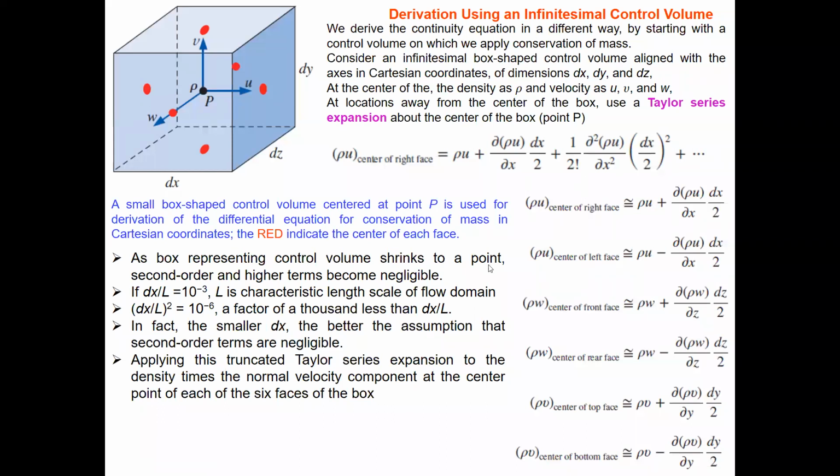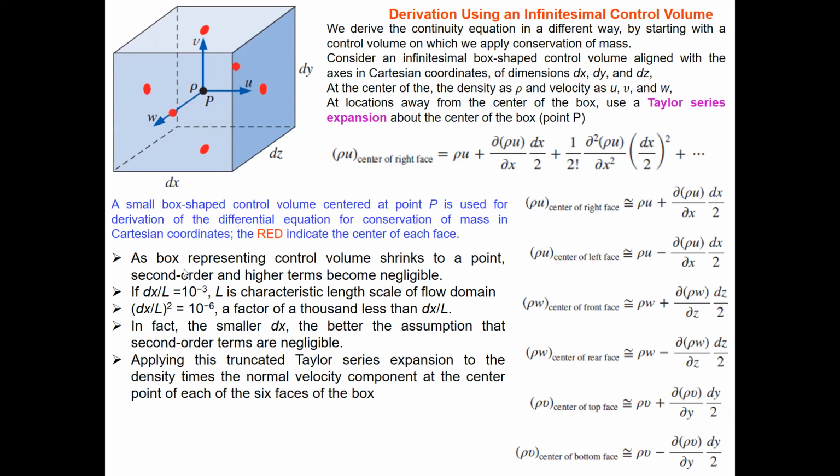What it says is that a small box. Here, the red color indicates the center of each face. This point is the center. The top center. This is for the right case. This is for left. This is for the bottom. This is for the front actually. Okay, there are 6 faces.